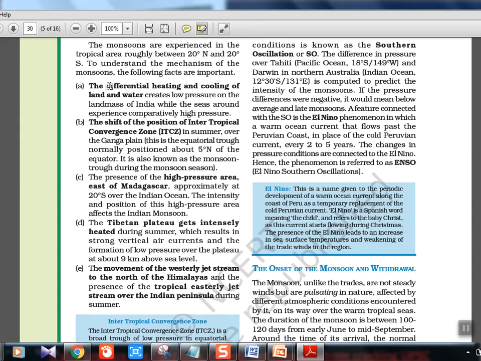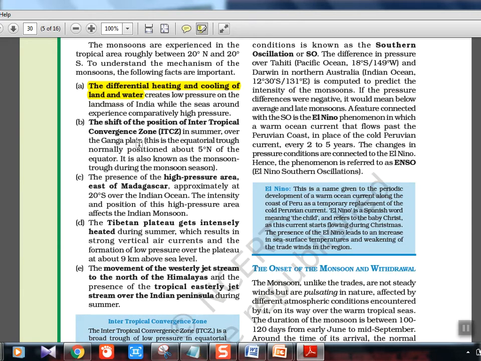Please make a note. The differential heating and cooling of land and water creates low pressure on the landmass of India, while the seas around experience comparatively high pressure, like I told you. Low pressure is there near the Palmer Plateau and the mainland. The shift of the position of the intertropical convergence zone, ITCZ they call it, in summer over the Ganga plain.